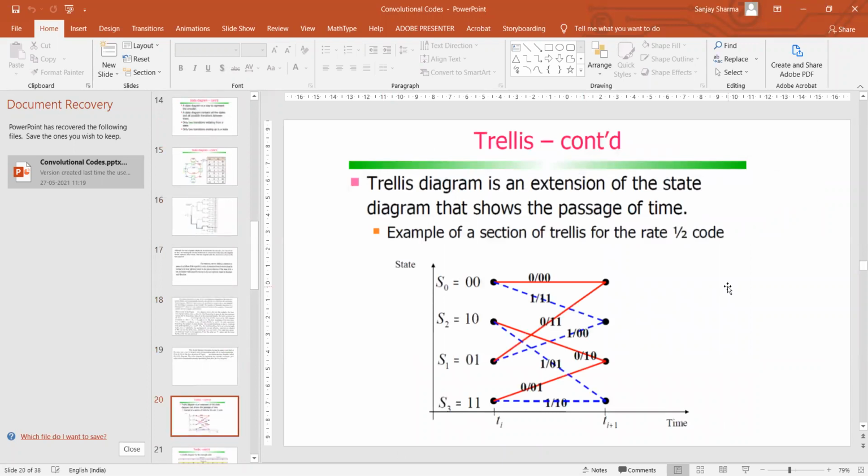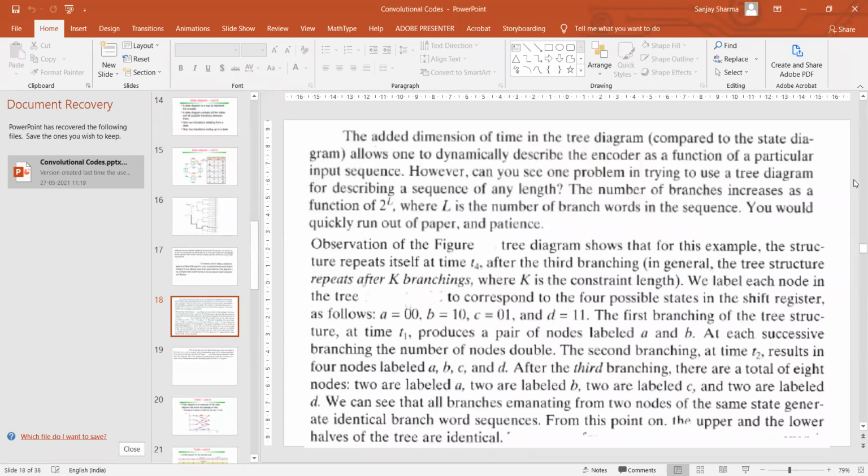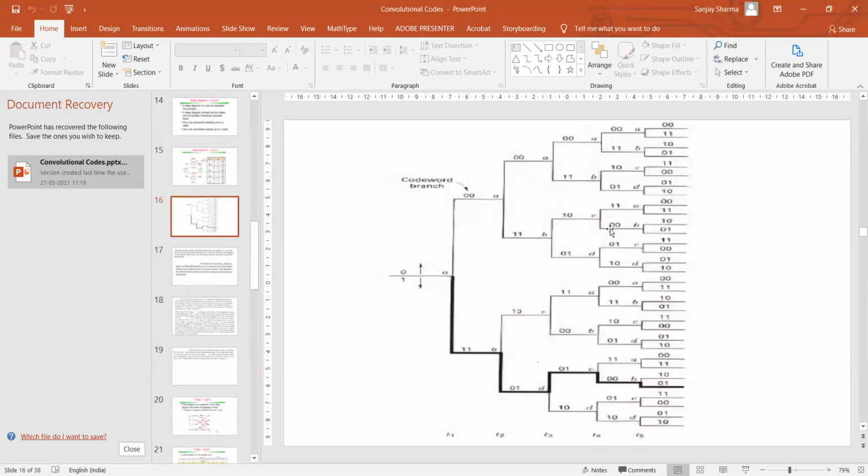Okay, so the trellis diagram is actually an extension of the tree diagram. If you look at the tree diagram, after the constraint length in the encoder structure that we were discussing, I'm using the same encoder structure for all the explanations. In that encoder structure, the constraint length was 3. Constraint length 3 means 3 time intervals, 1, 2, and 3. After the third time interval, this is time T1, T2, and T3.